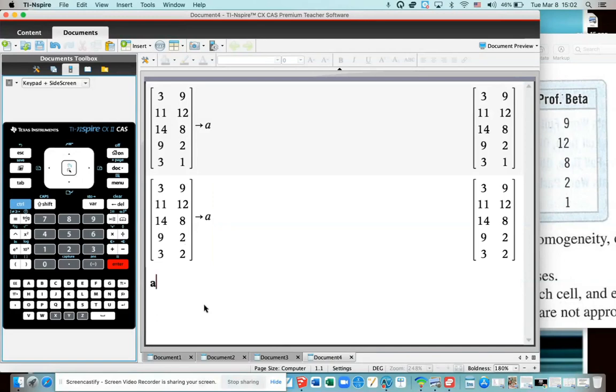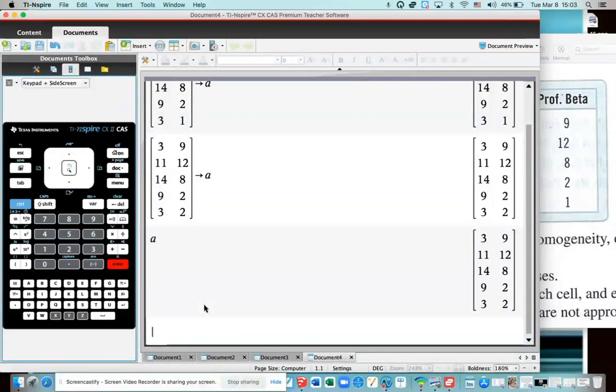So now when I hit the letter A, you see how it turned bold, right? Because it knows there's something that's named A. I'm going to hit enter, right? You see how now A has been defined as this matrix, okay? That's what we want. We want a matrix as a letter, okay?